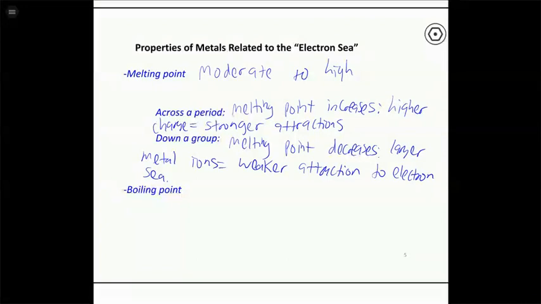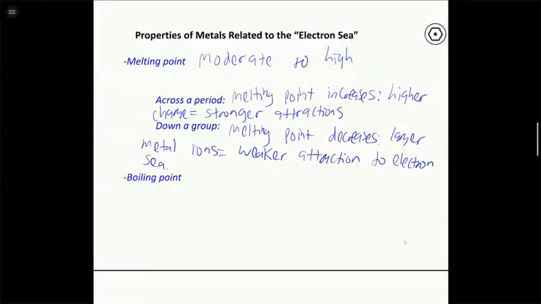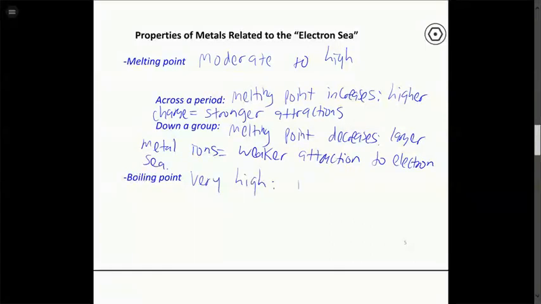So there's two trends in melting point we want to be familiar with that deal with the metallic bonding and how it changes across the periodic table. If we talk about the boiling point for a metal, the boiling points for metals tend to be very high. So you have to go to really extreme temperatures to boil a metal. And that's because it's difficult to completely separate the cations from these valence electrons.